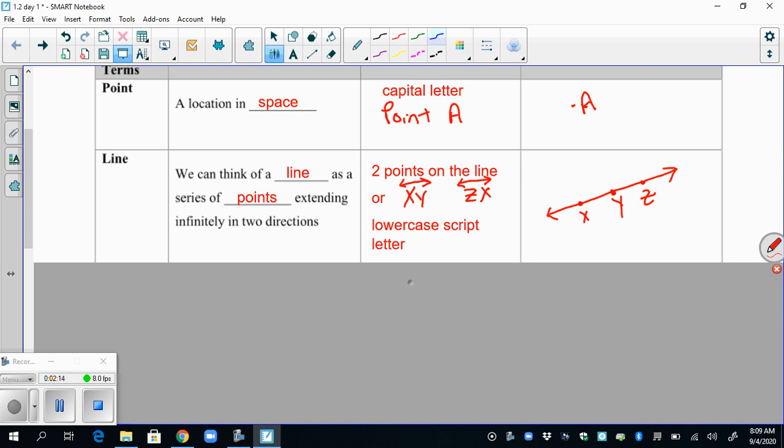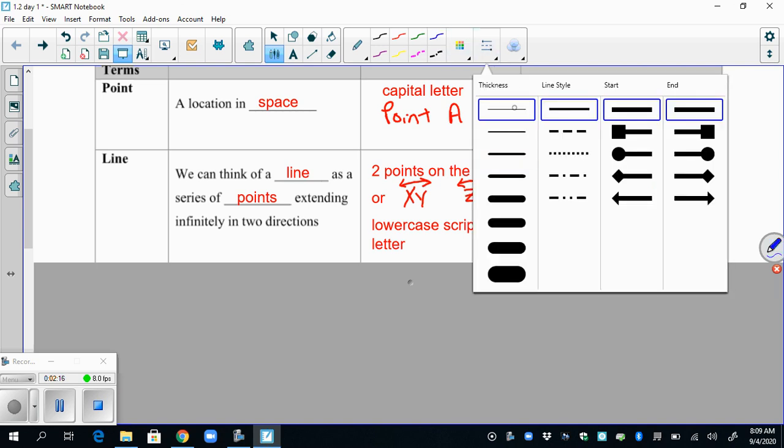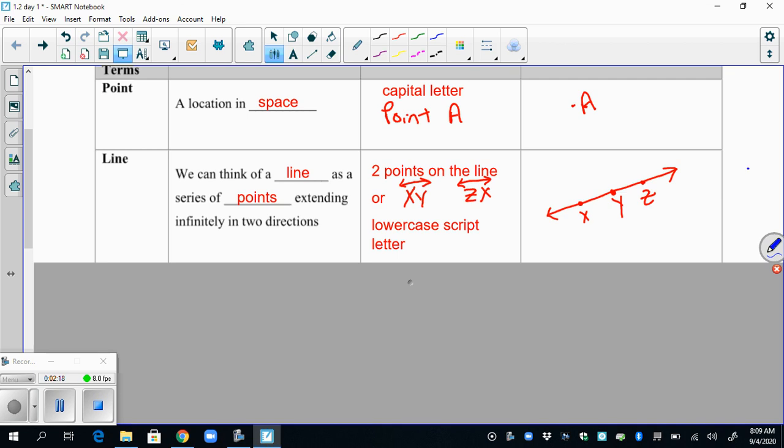Another way that we can name a line is by using a lowercase script letter. And it's usually at the end of the line, and there won't be a point on the line because M isn't a location on that line. It's just naming the line. And so I could just write on my paper that this is line M.